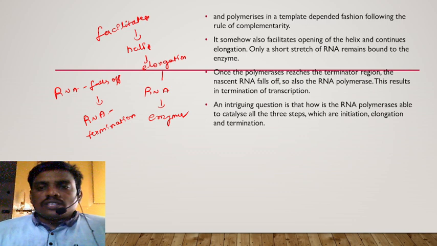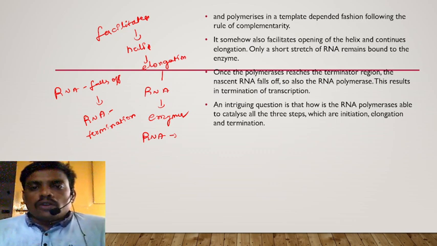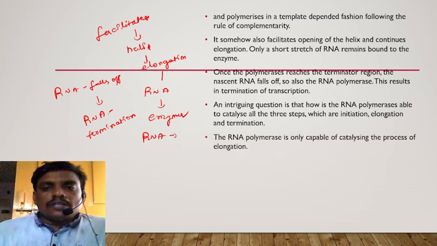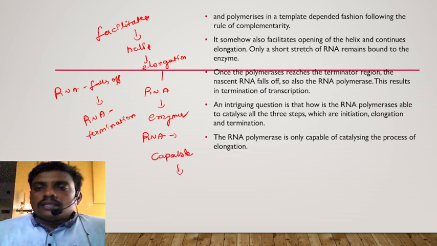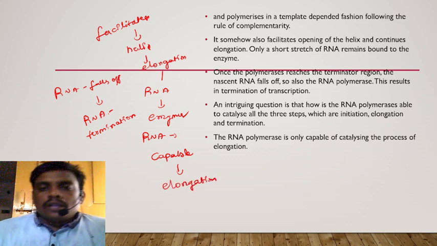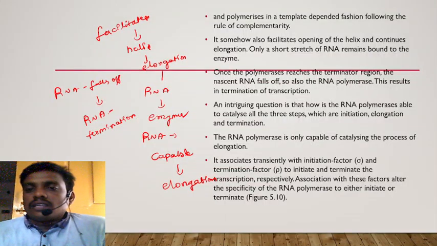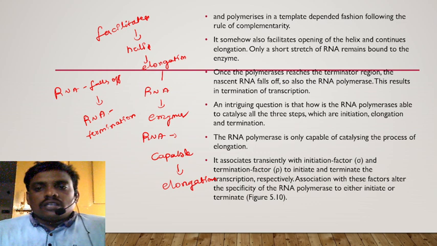An interesting question is how RNA polymerase is able to catalyze all three steps, which are nothing but initiation, elongation and termination. During the process, RNA polymerase is the only capable enzyme catalyzing the elongation of the genetic material, or DNA. After this, it associates transiently with the initiation factor.